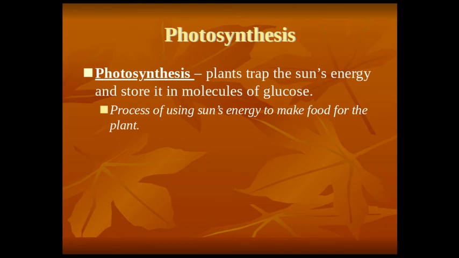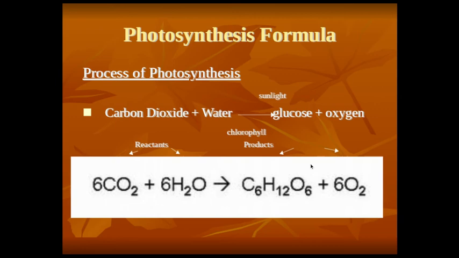All right, now we're going to move into photosynthesis. So what you just need to know is what photosynthesis is. It's just when the plant traps the sun's energy and makes glucose. So it's how the plant makes food. All right, the process is carbon dioxide and water. So the carbon dioxide comes from the air. Water comes from the ground. Those are the reactants, plus sunlight coming in here. And the products are glucose, the C6H12O6, that's glucose, and oxygen.